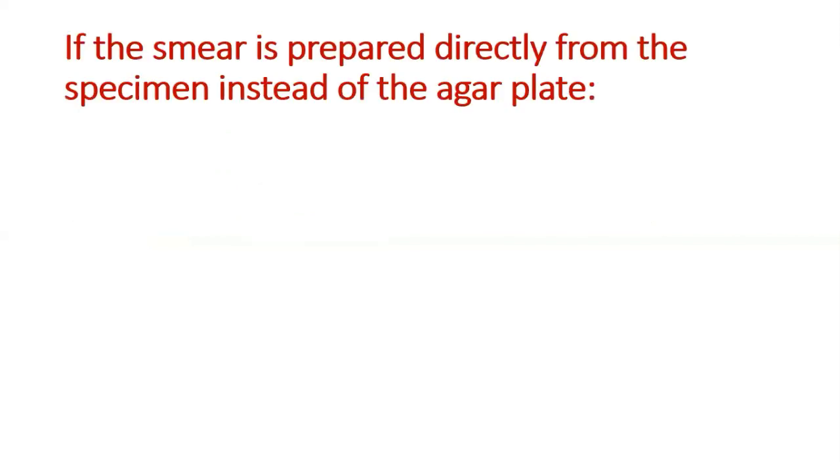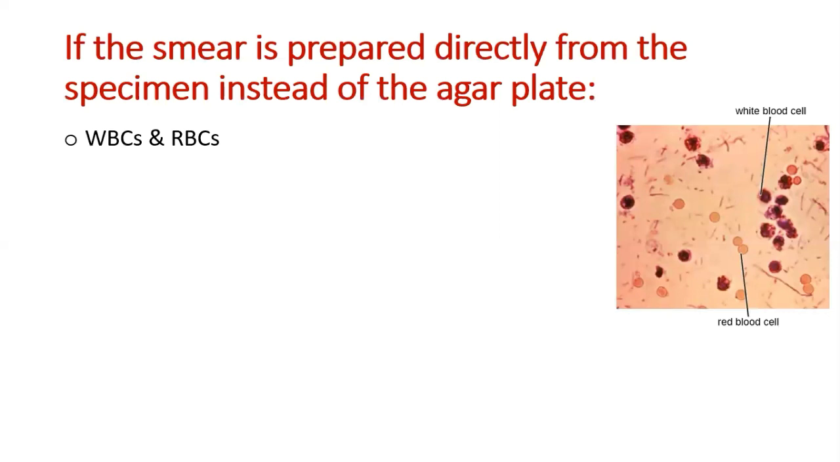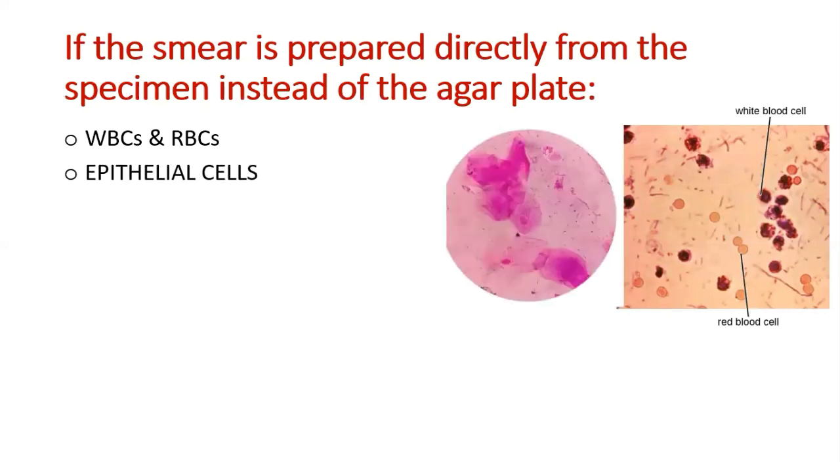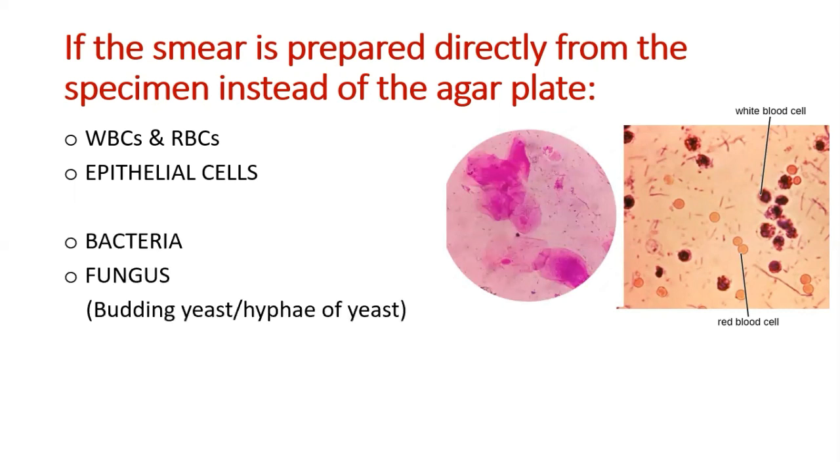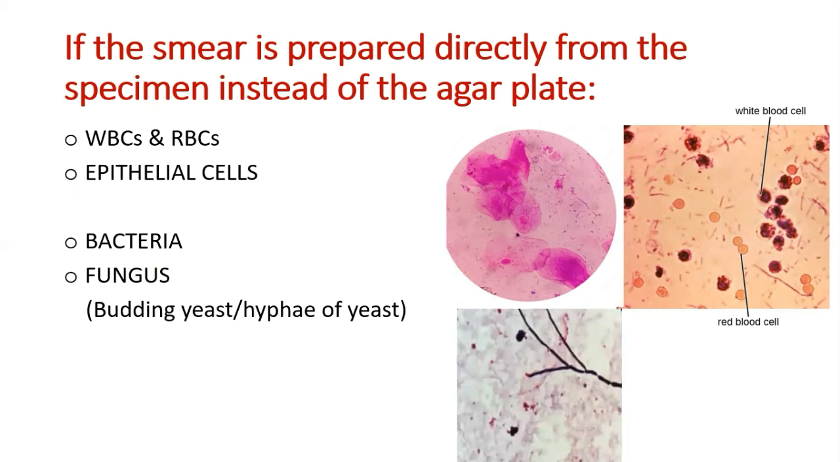If the smear is prepared directly from the specimen instead of the agar plate, report the following things: number of white blood cells and red blood cells per high power field, number of epithelial cells per low power field, the morphology of bacteria, and comment on the morphology of fungi as well. Budding yeast or septate or non-septate hyphae may be present in the smear.